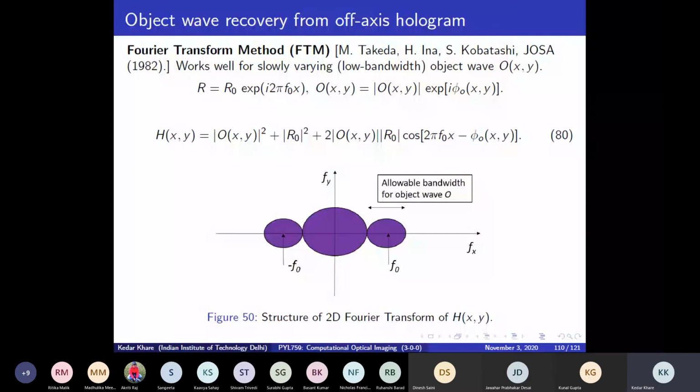So in the last class, we were discussing this Fourier transform method. Was there anything not clear last time, or can I progress?